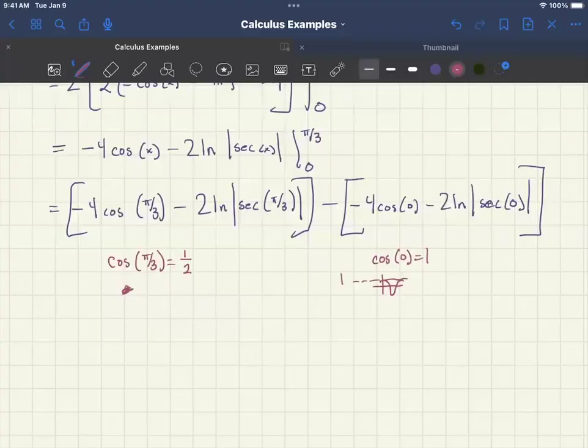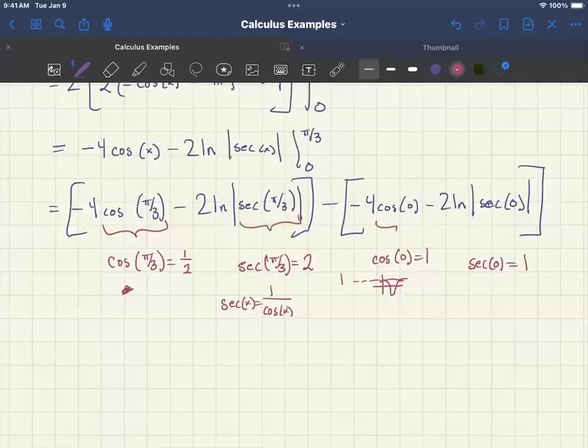The other thing to remember is that secant of x is 1 over cosine of x. So that tells us that secant of pi over 3 is going to be 1 over 1/2. In other words, the number 2. And secant of 0 is 1 over 1, which is still going to be just 1. All right, so we have our information that we can plug these numbers in.